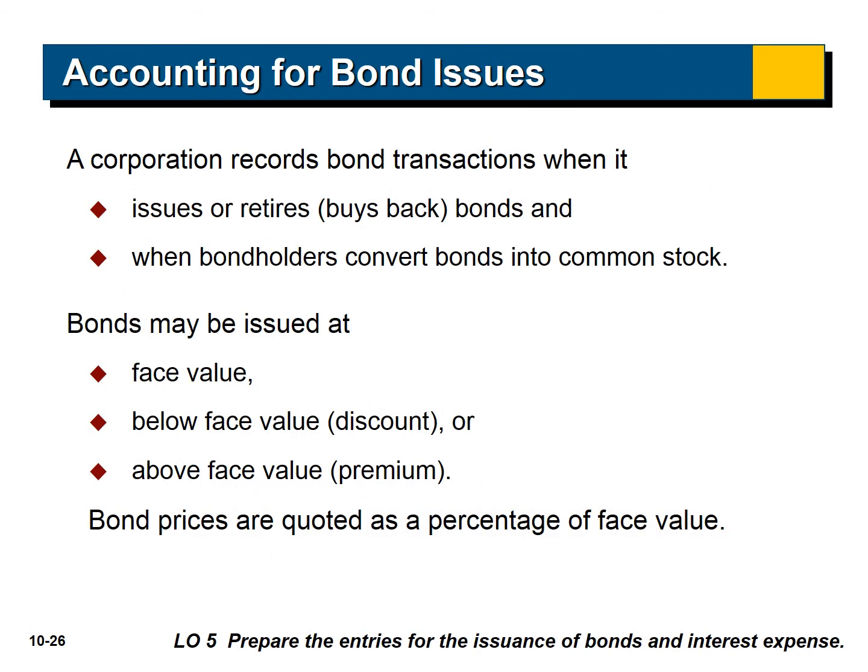A corporation records bond transactions when it issues or retires, that is, buys back bonds, and when the bondholders convert bonds into common stock. Bonds may be issued at face value, like we saw in the previous slide. It may be issued or sold below the face value, which is called issued at a discount, or you can sell them at a higher price, which means at a premium. Bond prices are quoted as a percentage of the face value, like 98%, 102%, etc.